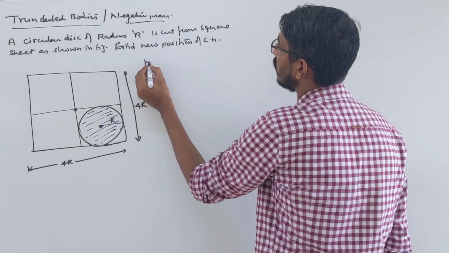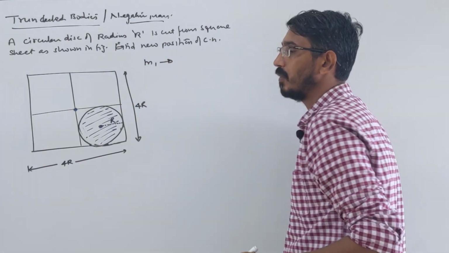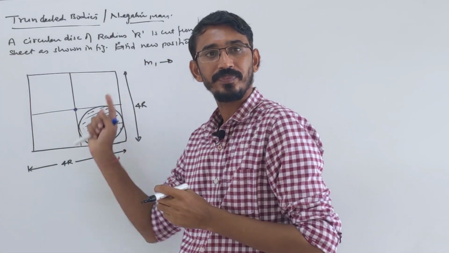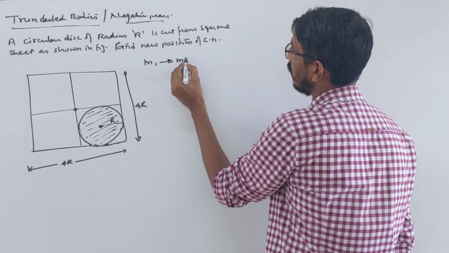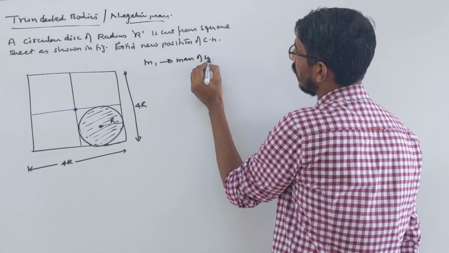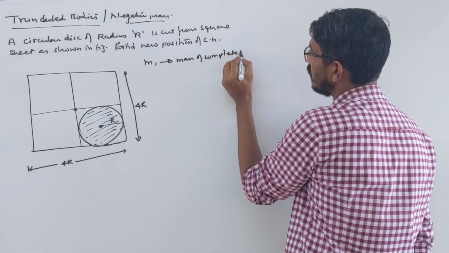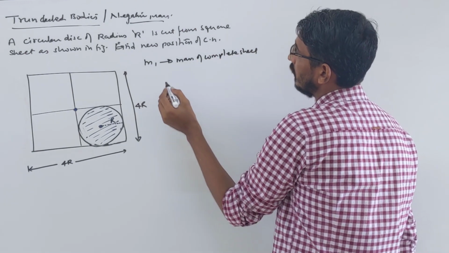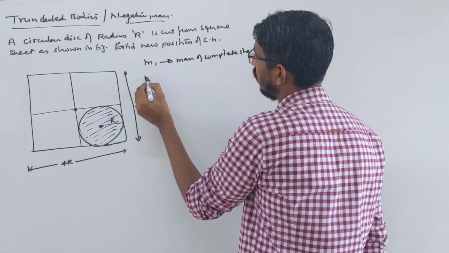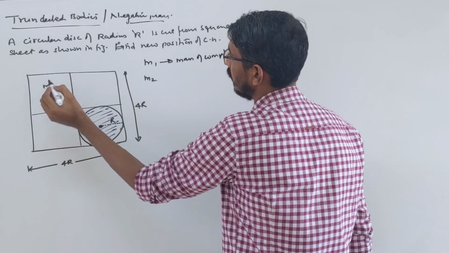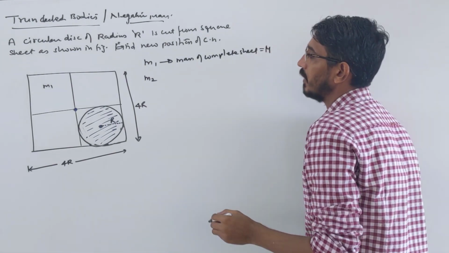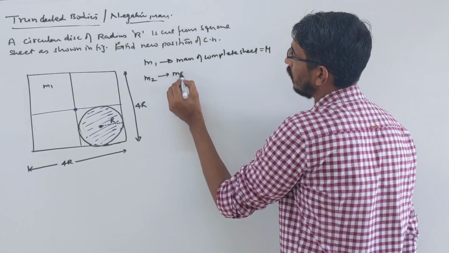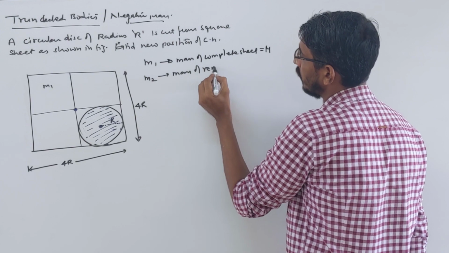M1 you will call the mass of the complete part, meaning the square sheet, right? Let's call that mass M, the mass of the complete or original sheet. And M2 we are calling the mass of the removed disc. You can give some name, like suppose this we call M, then M2 we call the mass of the removed disc.